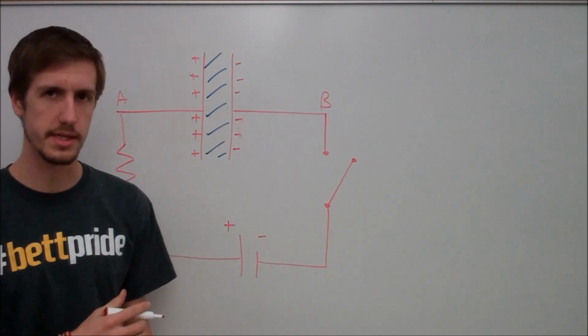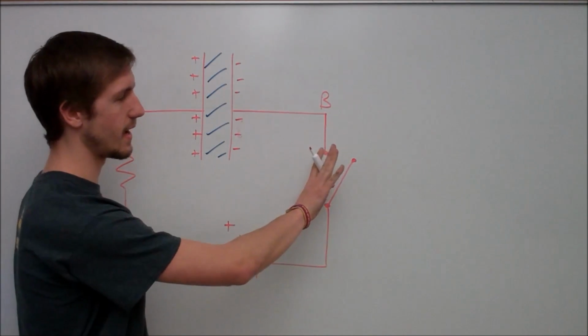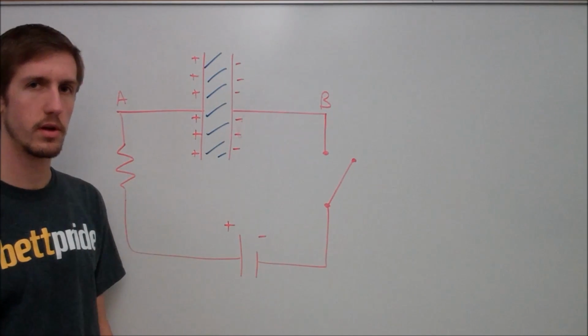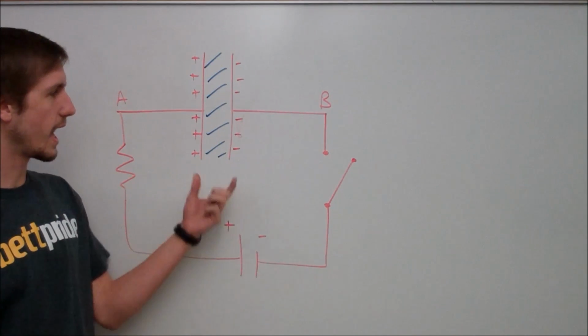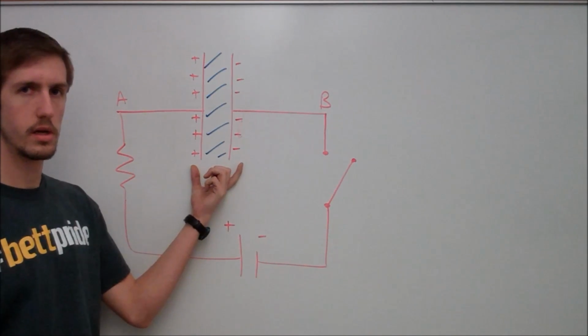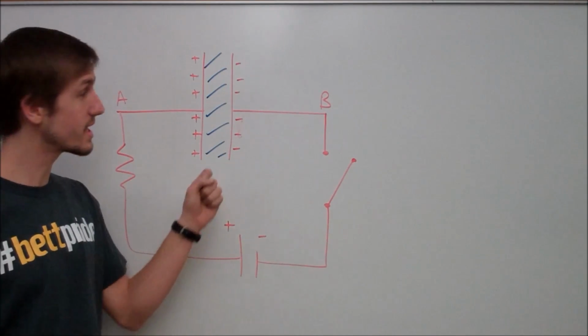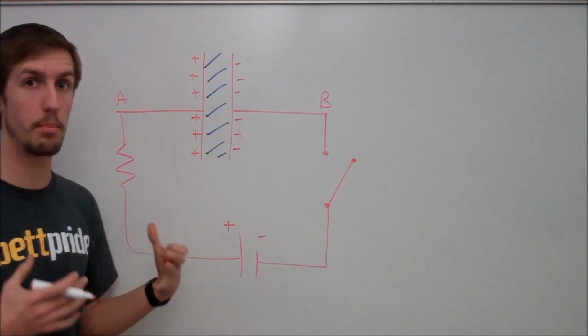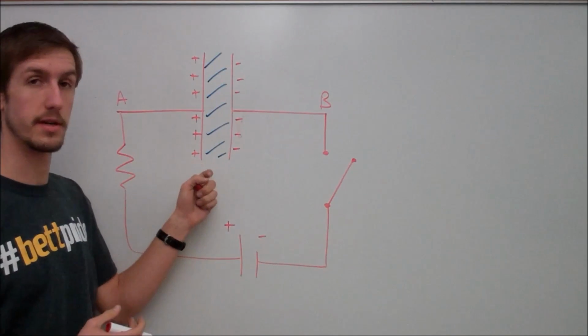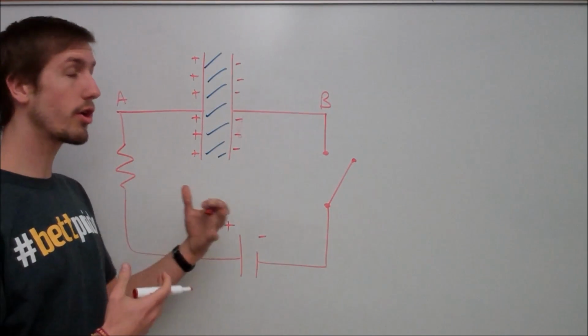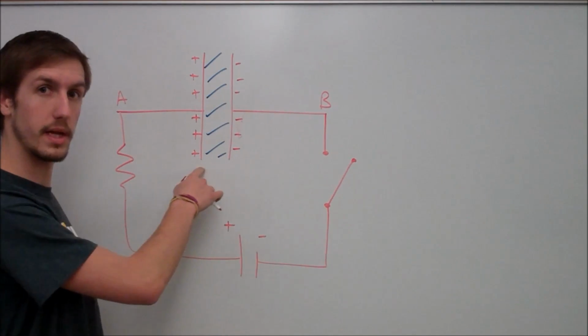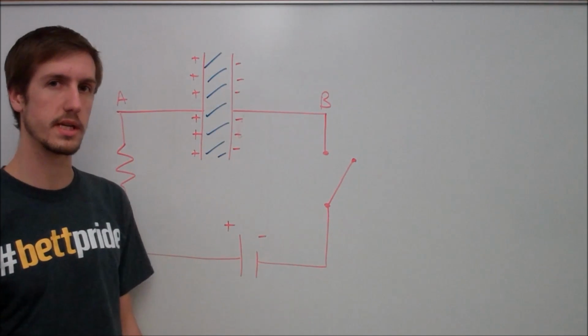Now the benefit of my scenario is if I disconnect my circuit, what's going to happen to these electrons? Well, they're not going to be able to separate, and this is how we can store our charge. We have now built up a potential difference. We have built up a charge difference between one plate and the other, and now we can use it and save it for later.